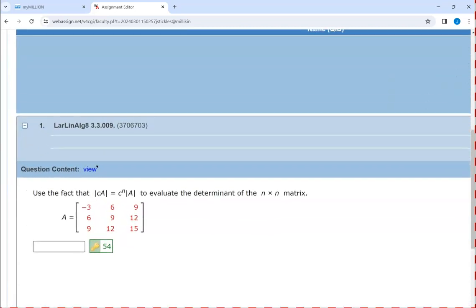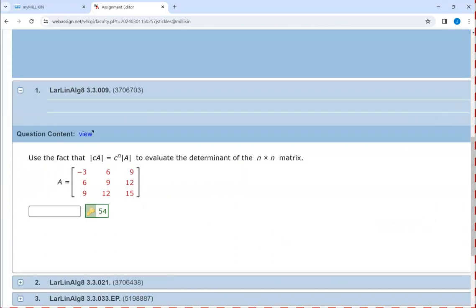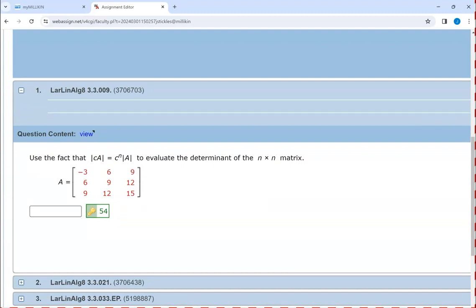Okay, so all it's asking you to do, except it didn't give me a C. Where's the C value? Oh, we're okay. Good. Okay, that's what it wants you to do. So what common factor do you see in every single term? 3, yeah. So if you pull a 3 out of the matrix, you would have negative 1, 2, 3, 2, 3, 4, 3, 4, 5.